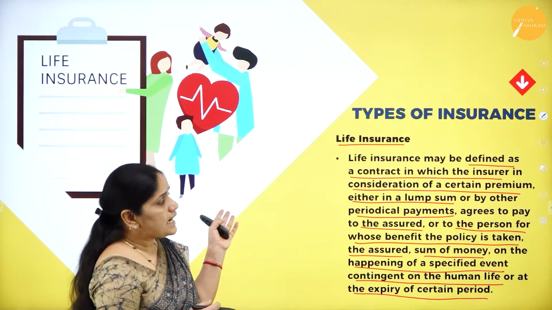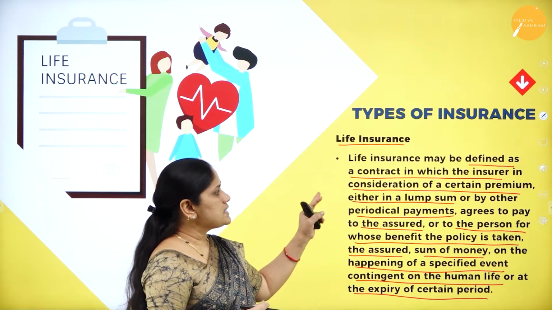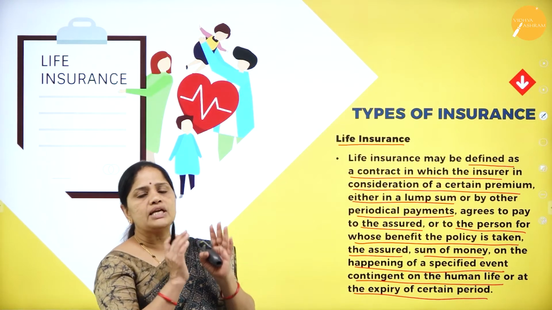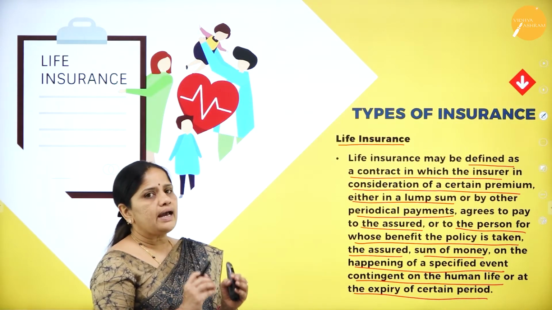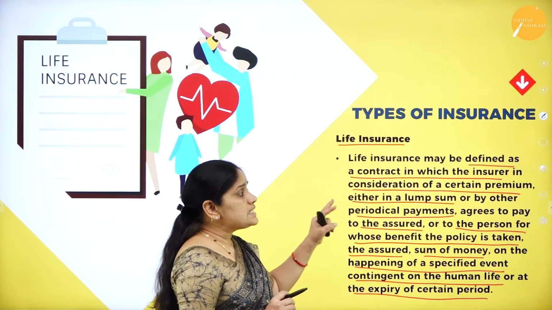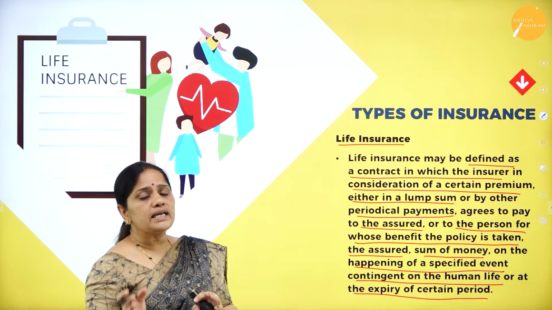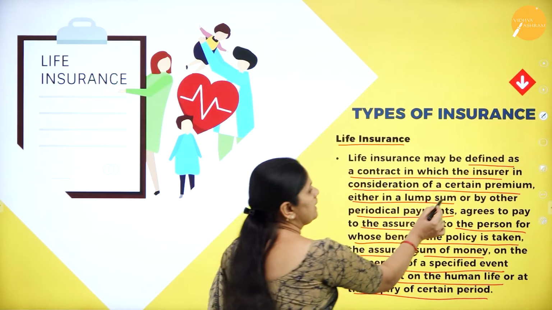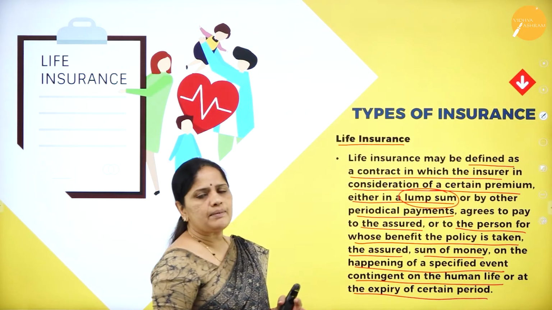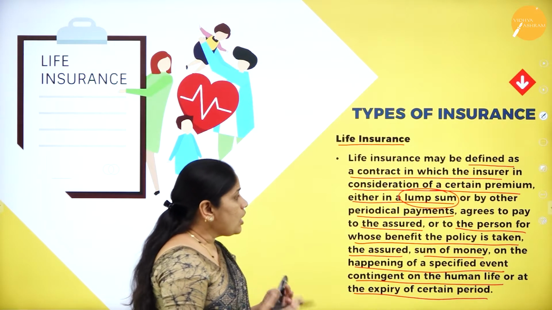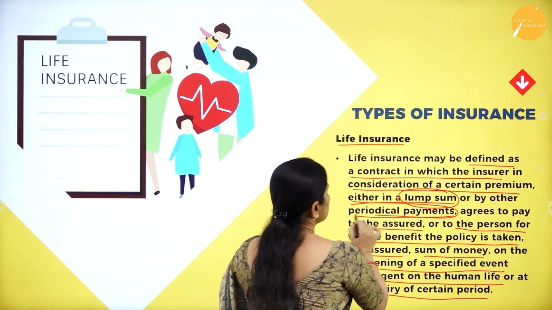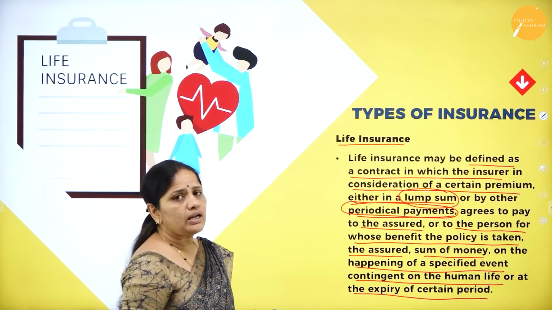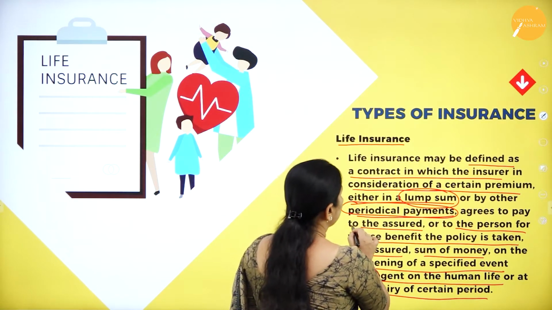Now, if you understand this, it may be defined as a contract in which the insurer, in consideration of a certain premium, so the insurance company is the insurer, and the insured has to pay a certain premium. The premium can be paid in lump sum, so he can pay the amount in one lump sum and get his life insured, or by other periodical payments. He can also pay it half yearly, quarterly or annually, depending on his convenience.